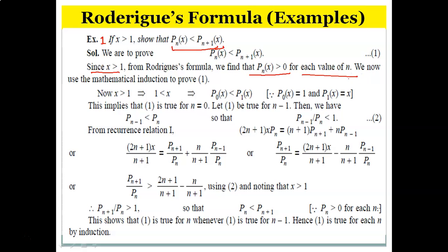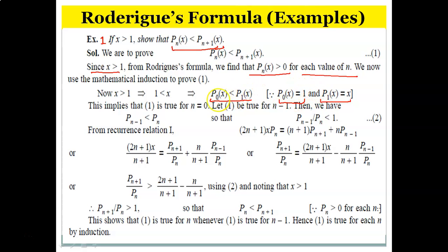Now by the principle of mathematical induction, we want to show that this is true for n equal to 0 or 1. Suppose I'm taking n equal to 0 here, so it becomes P0(x) and P1(x). Is it true? I want to check it. You know that P0(x) is 1 and P1(x) is x. We have already computed these values.